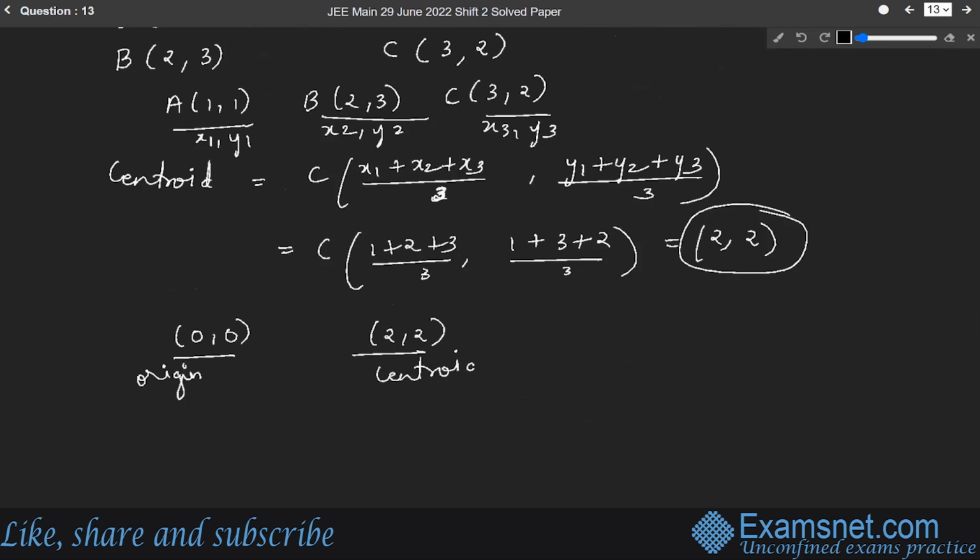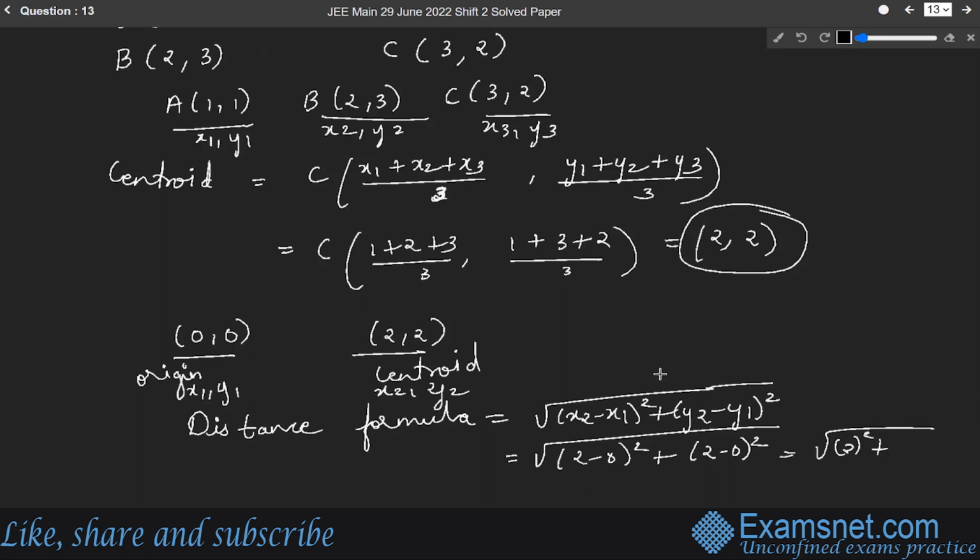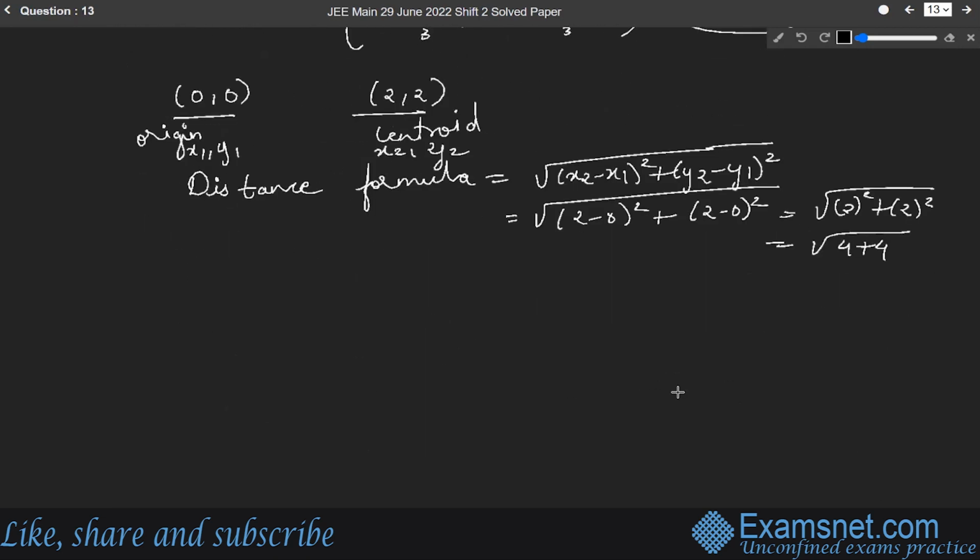Now how we can find the distance between 2 points? We have to use the distance formula. Do you know what is the distance formula? Distance formula for 2 points is under root of x2 minus x1 square plus y2 minus y1 square, right? So let us consider this as x1, y1 and x2, y2. So when we substitute the values here, we have under root of x2 minus x1, 2 minus 0 square plus y2 minus y1, again 2 minus 0 square. So this will be under root of 2 square plus 2 square. What is 2 square? 4. So 4 plus 4. So we have under root of 8.